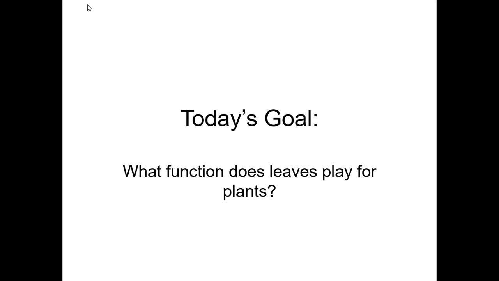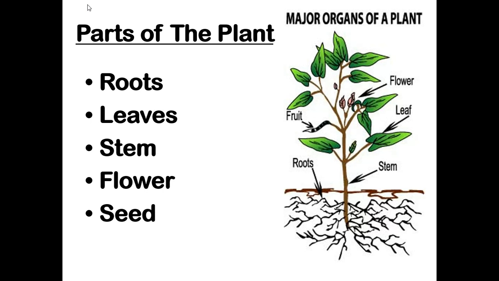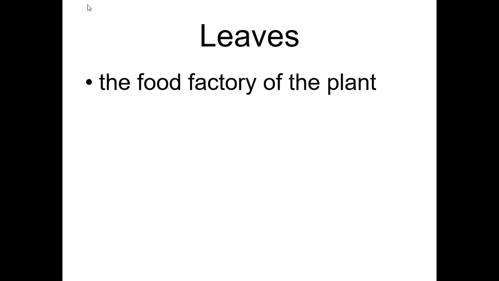Today, we're going to talk about the function that leaves play for plants. And this is part of a larger series where we've talked about the roots, we've talked about the stem, we're going to talk about the flower, and we've talked about the seeds. When it comes to leaves, they are the food factory of the plant. They are where the energy is produced for that plant to continue to grow and produce fruit that you may eat.